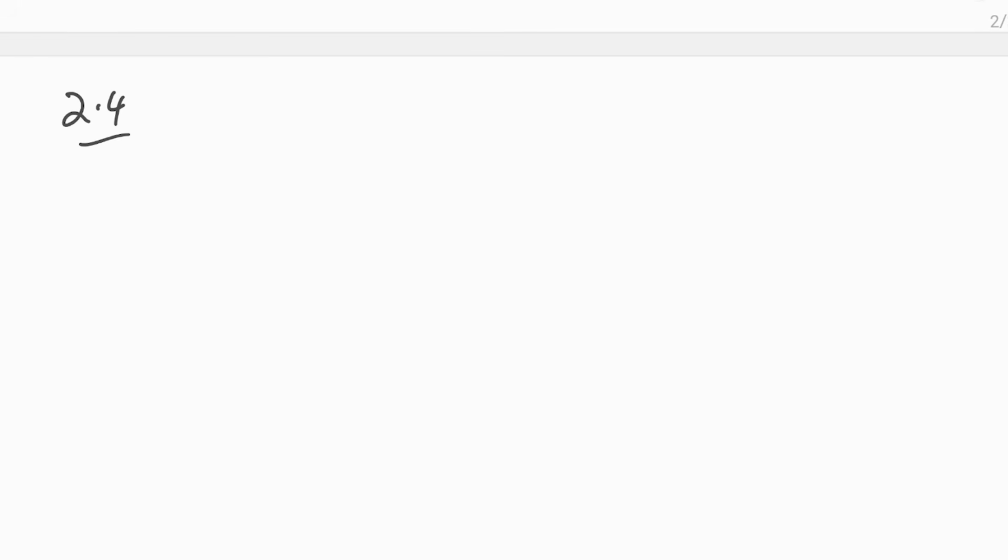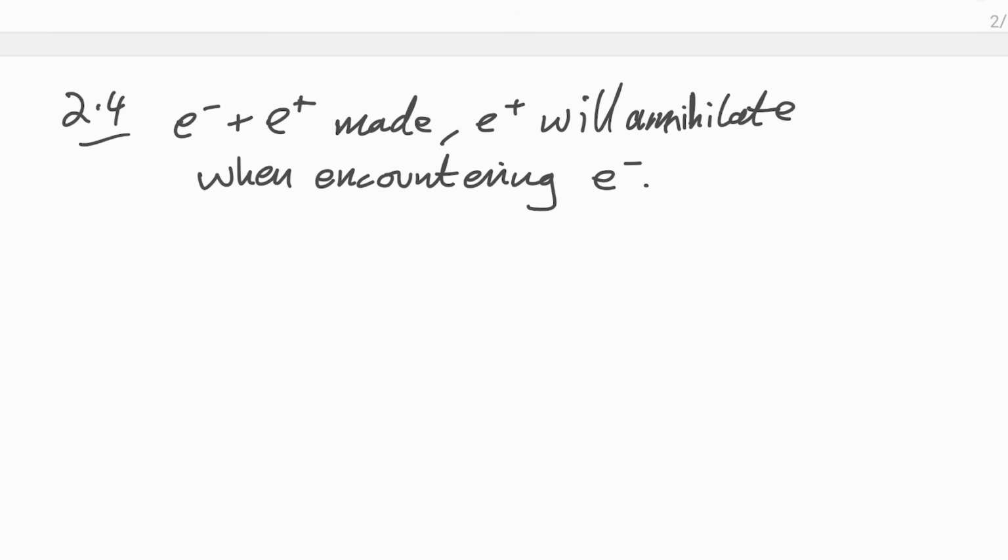2.4, the decay of the neutral pion leads to the production of further gamma photons. Explain why. Well, that's because e minus and e plus made, and if there's one thing that you should know, you don't see positrons just out in the wild, not really anyway. Why? It's because as soon as they come across an electron, they annihilate. So that's what's happening here as well. e plus will annihilate when encountering e minus. It could be the same e minus that it's made, or it could be another one, we don't know. But this does result in 2 photons produced.